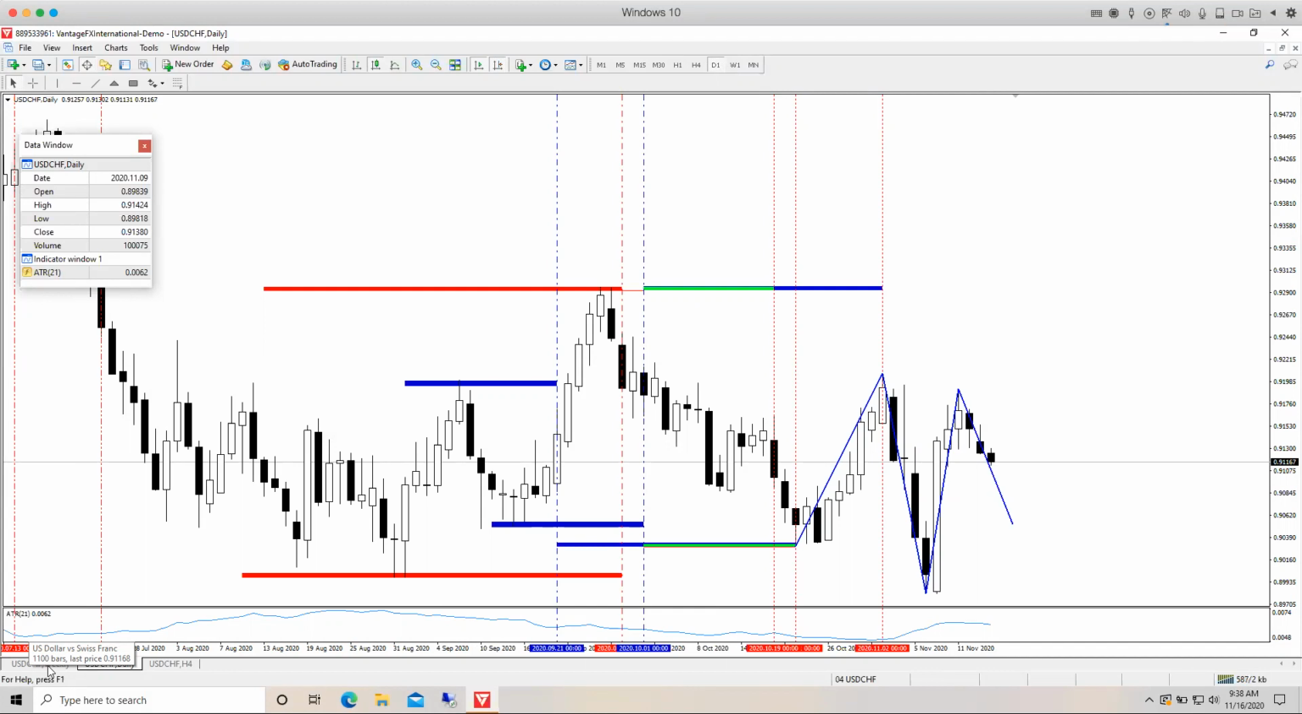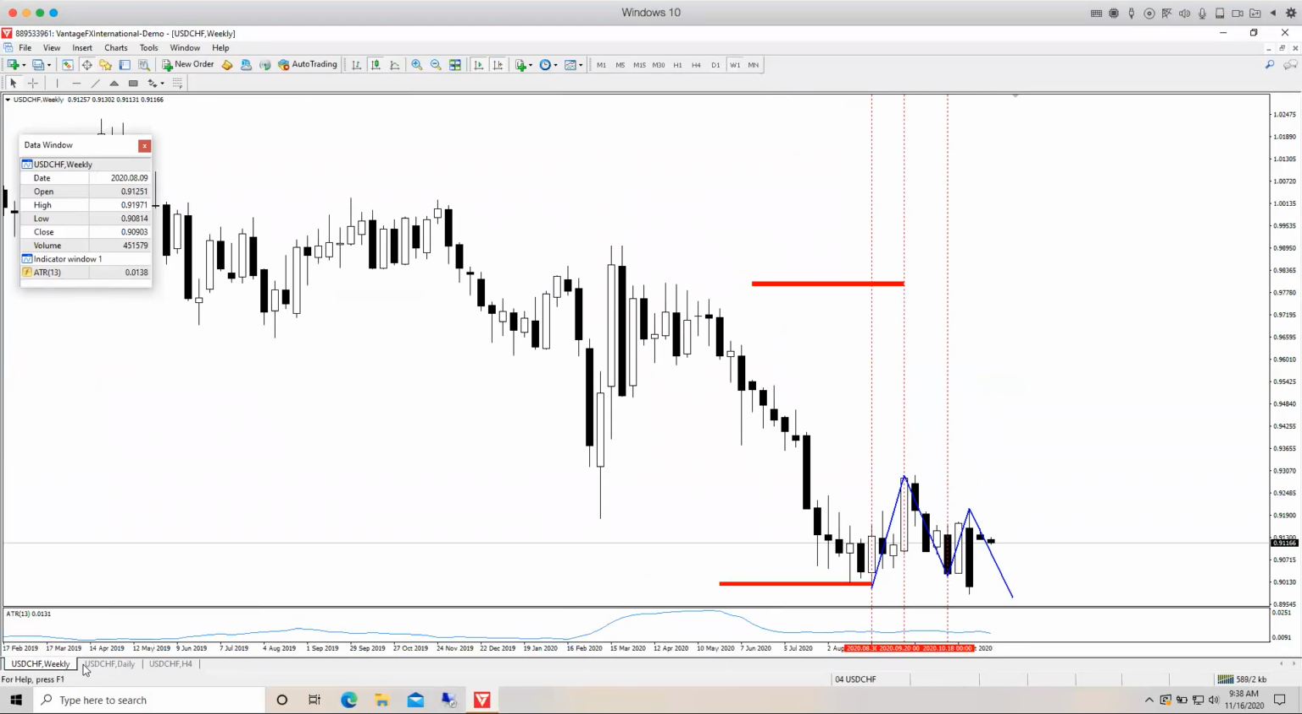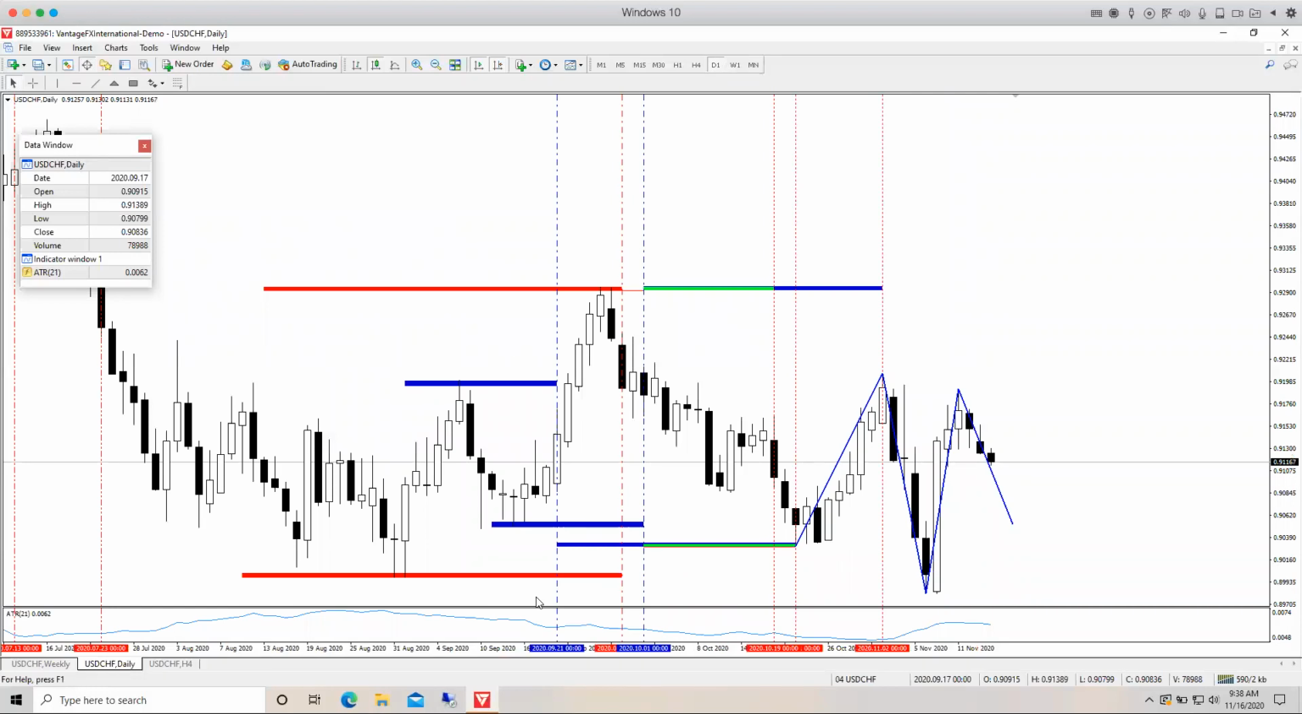Dollar Swiss, just a bit of an inverse picture of what it looks like on the Euro USD. Still range bound, no question about that, both on daily and weekly, sitting on the support level still at the moment.